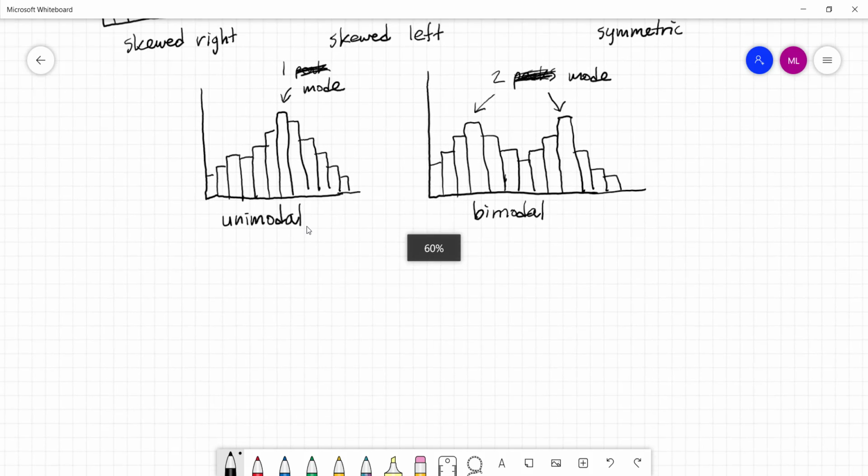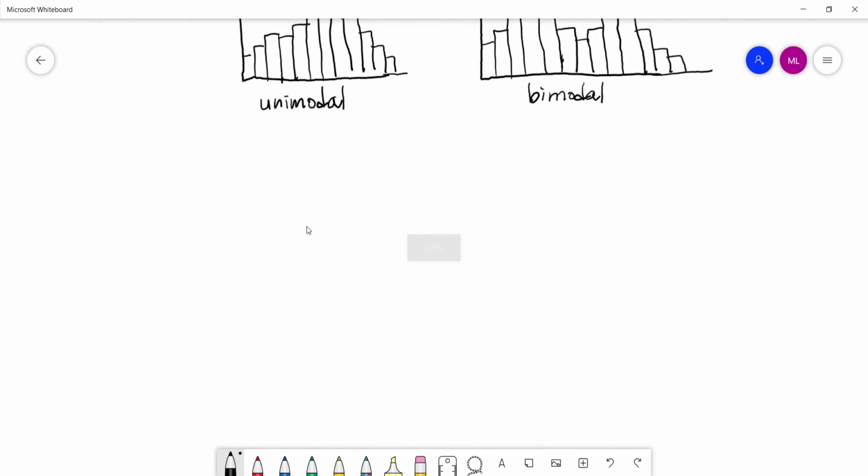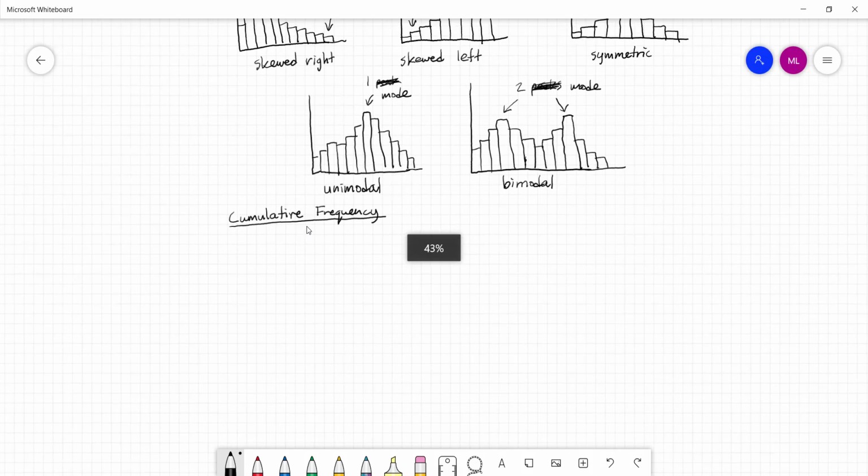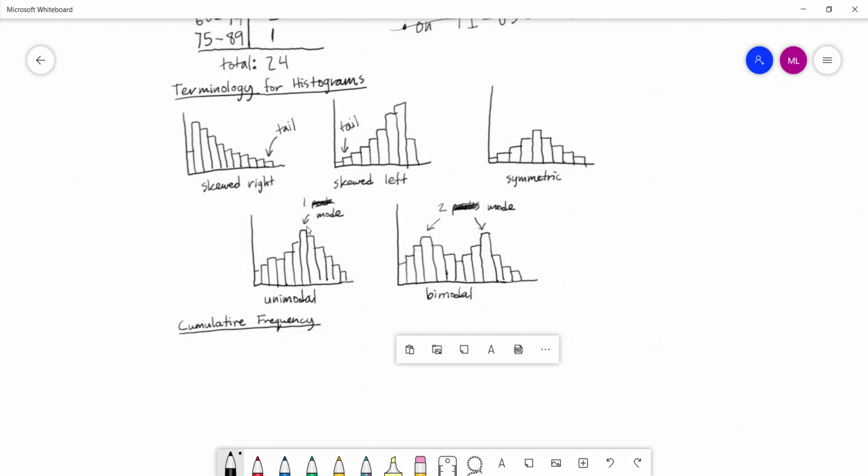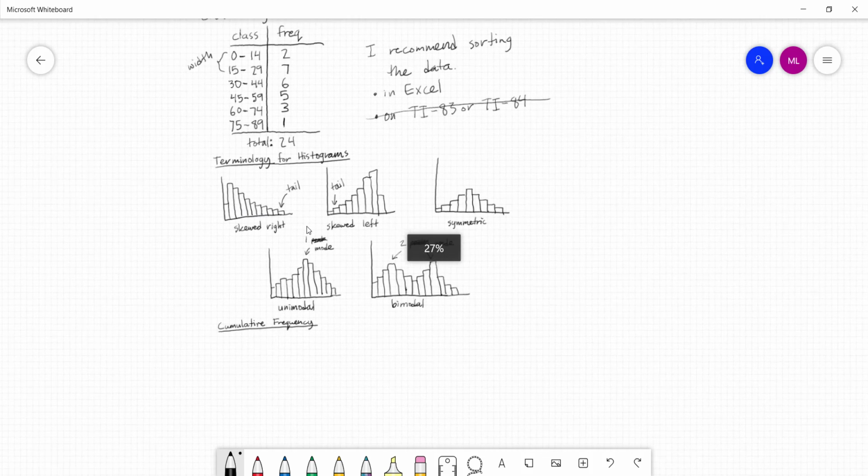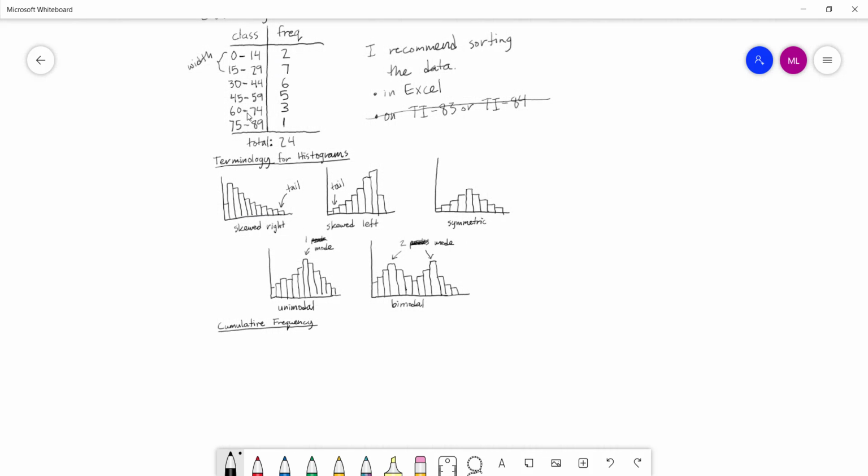One other quick concept that I just want to sneak in before we're done with this video is something called a cumulative frequency distribution, or cumulative frequency. And if I go back to the example we did before that I've got right here, let's imagine that I've got that same data set. I'm going to copy it down right here.